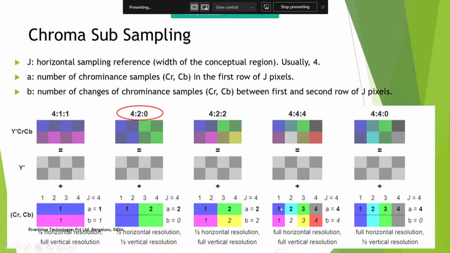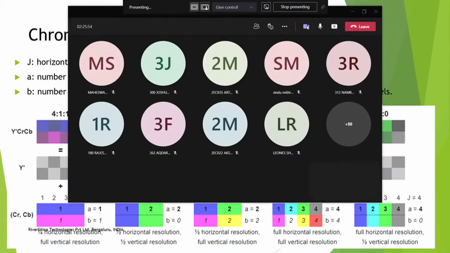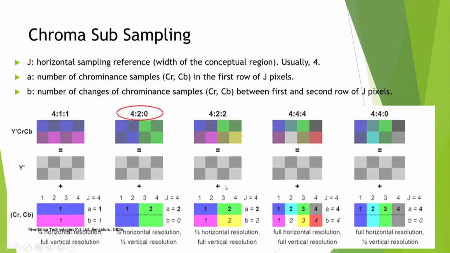Suppose in the original, there are three planes present: the Y plane, U plane and V plane. In each plane, it is full width and height resolution. For example, the Y plane is 1920 by 1080, the U plane is 1920 by 1080, and the V plane is 1920 by 1080. All three planes are like three papers kept one over the other, exactly the same.